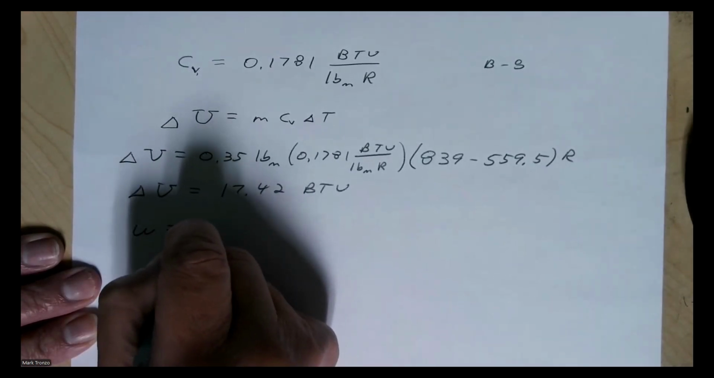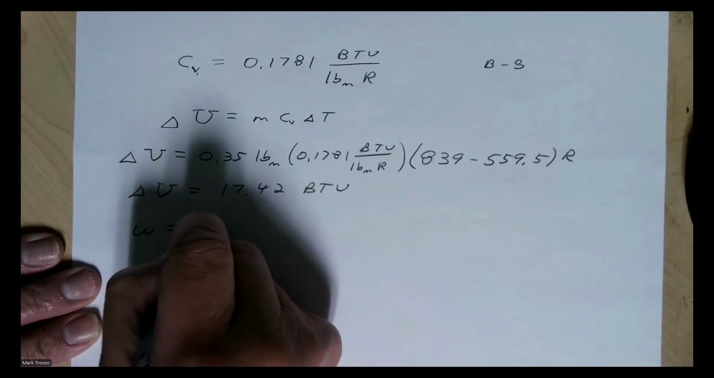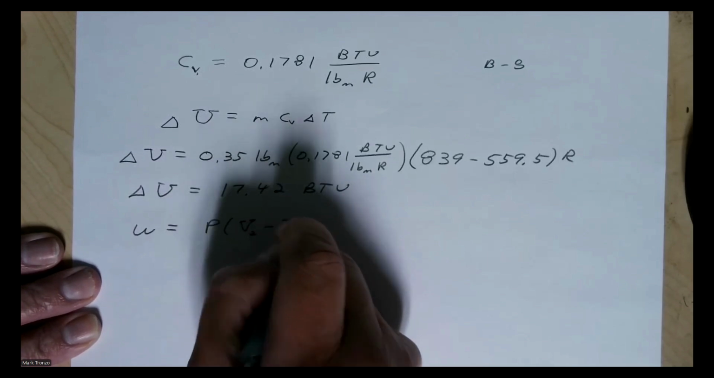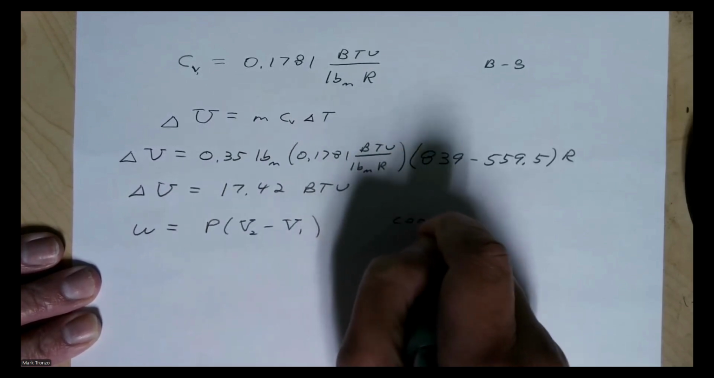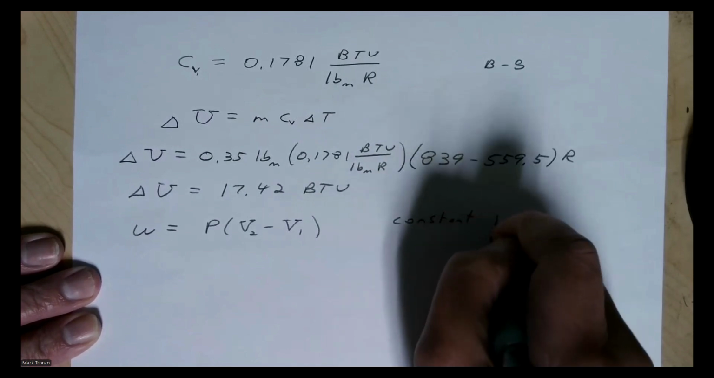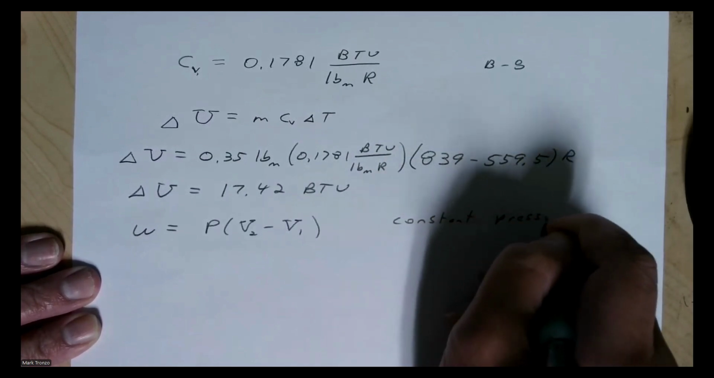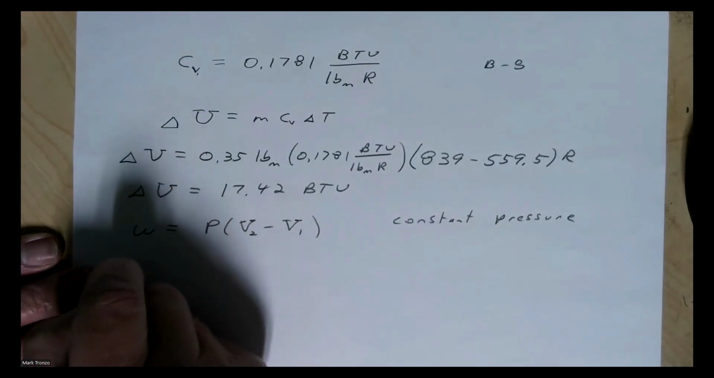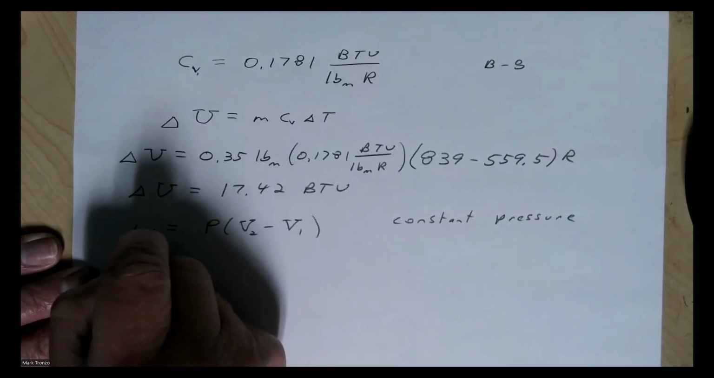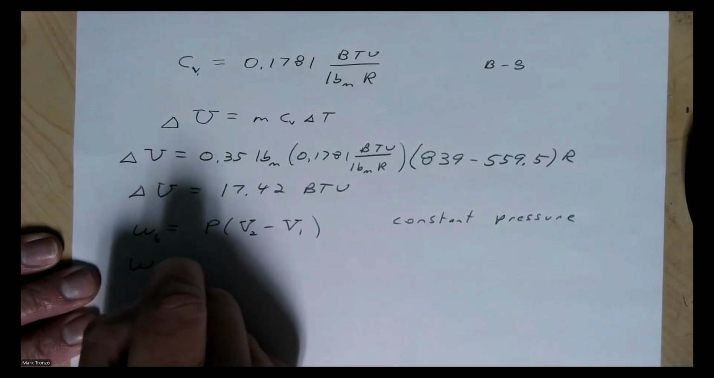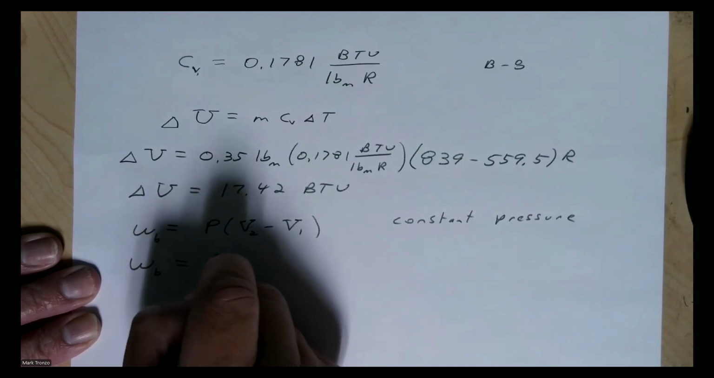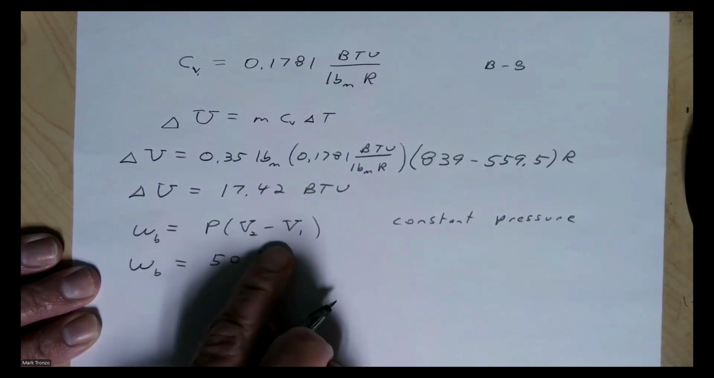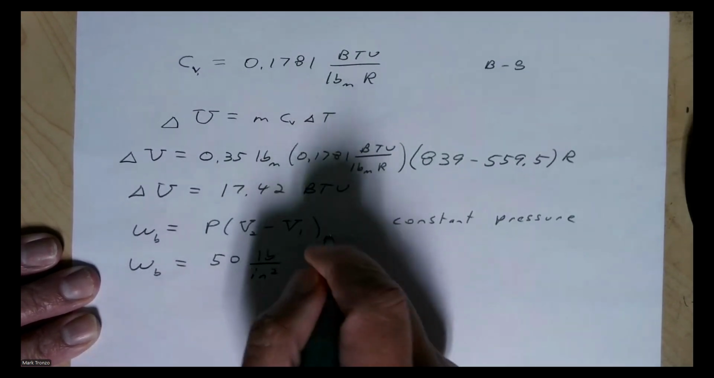Again, remember the pressure is constant. So the work is just going to be P(V2 minus V1). Remember, this is just for constant pressure. And so our work, which again is our boundary work, which is the only work we have, it's going to be 50 psi, pounds per inch squared. But now these are in feet, so we're going to have to convert the 50 psi to feet.